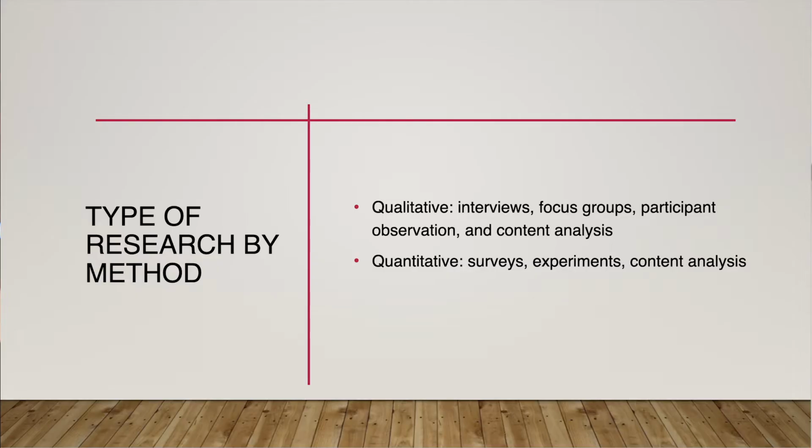Public relations research can also be classified by the methods it's using. Broadly, there are two types of methods, qualitative and quantitative. So qualitative methods include participant observation, focus groups, interviews, and sometimes content analysis. What do these methods all have in common? We don't quantify, we don't count anything. We basically describe what we're seeing, what is happening.